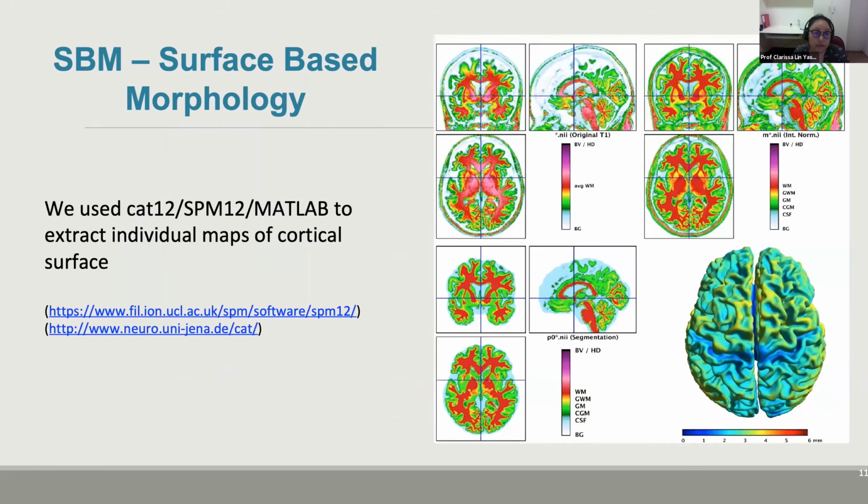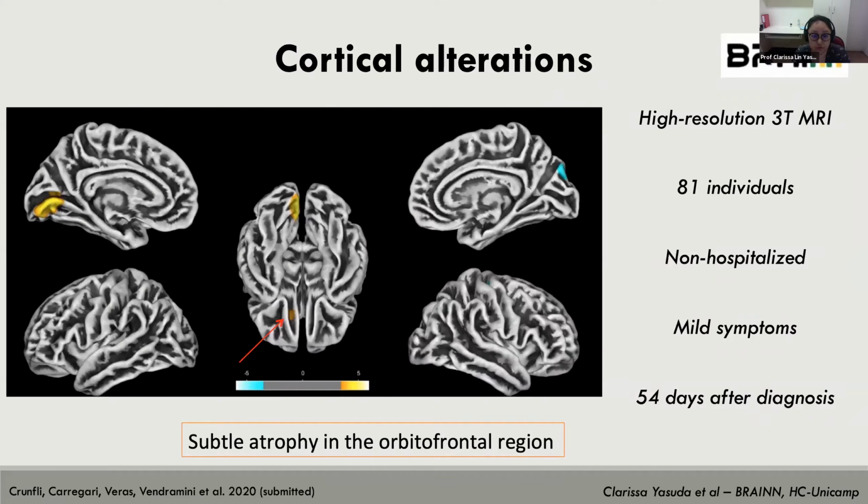The third part of the in vivo study was related to the MRI analysis, in which we applied surface-based morphology. We used the UCL SPM12, and we extracted the individuals' cortical surface maps, and we tested the difference between controls and these COVID patients. We identified some subtle areas of atrophy, and we are intrigued because some of these occur in the orbitofrontal region, as we can see here. And again, I stress these were non-hospitalized individuals almost 2 months after the diagnosis.